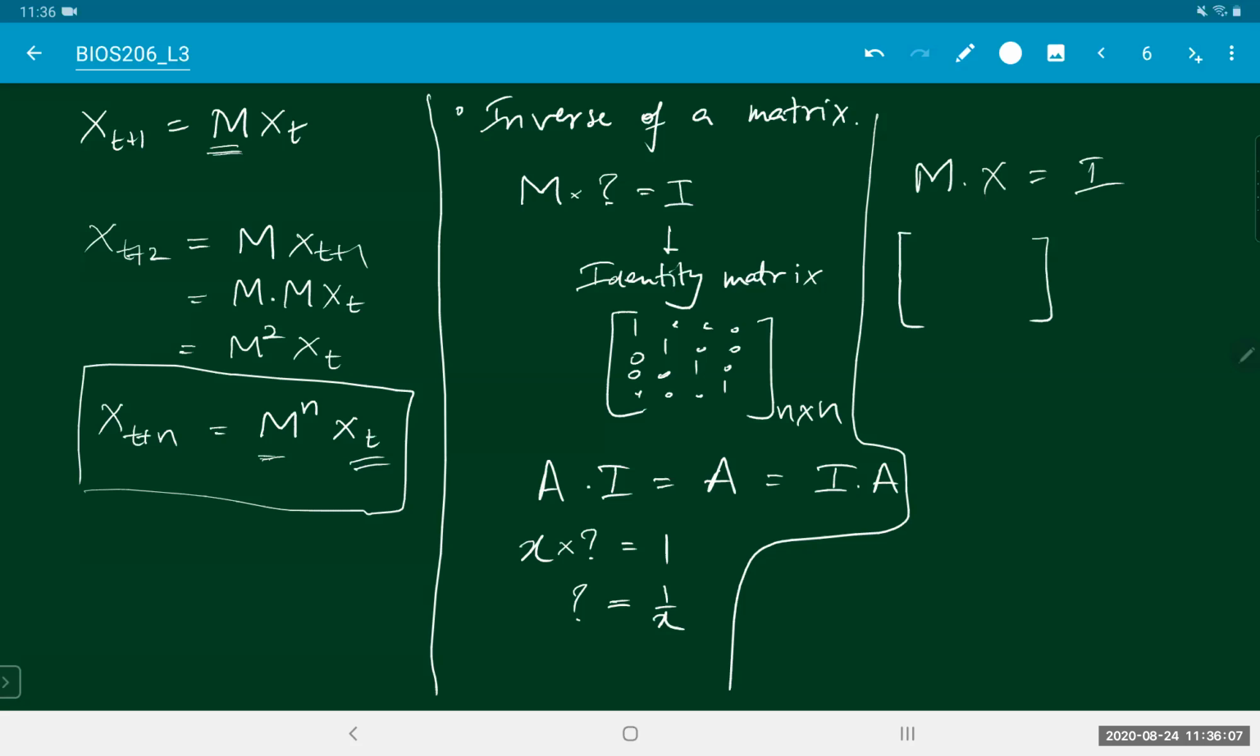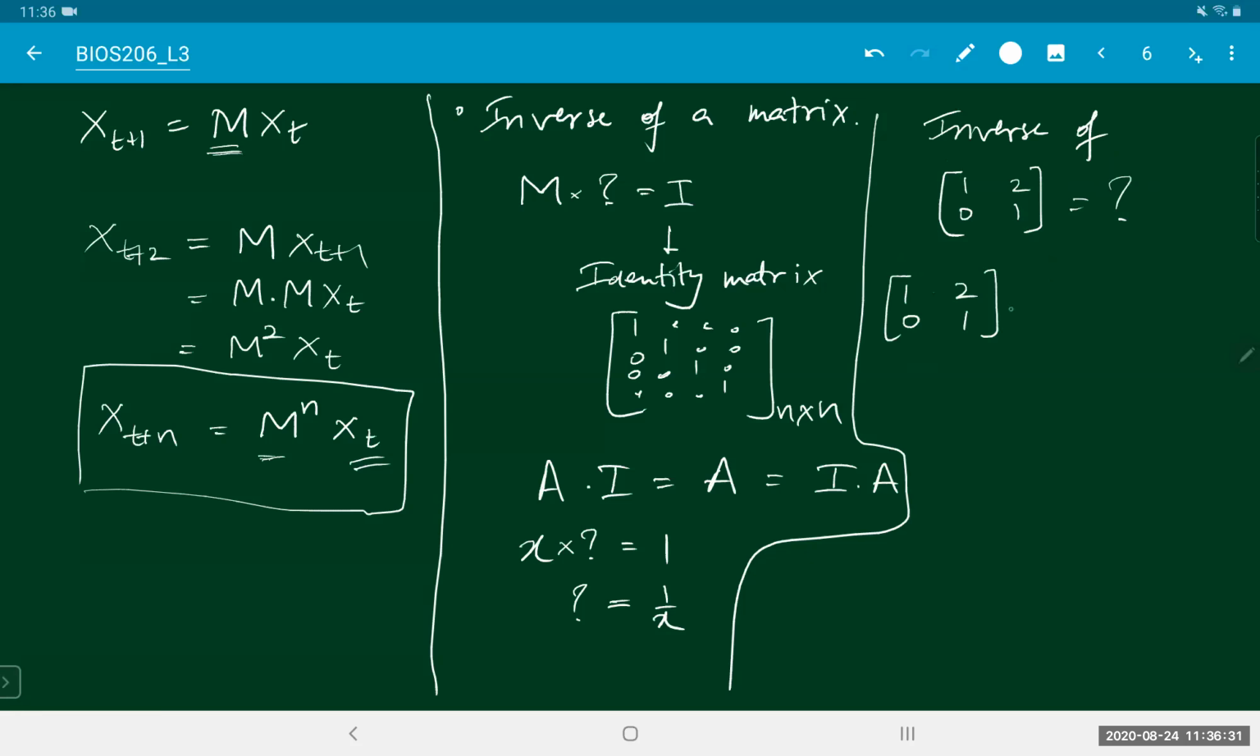Shall we take an example? Let's take an example. Suppose I want to find the inverse of, I'm going to take a simple one, 1, 2, 0, 1. So here's a 2 cross 2 matrix. I want to find its inverse. So I will say, okay, let 1, 2, 0, 1 times X be the identity matrix.